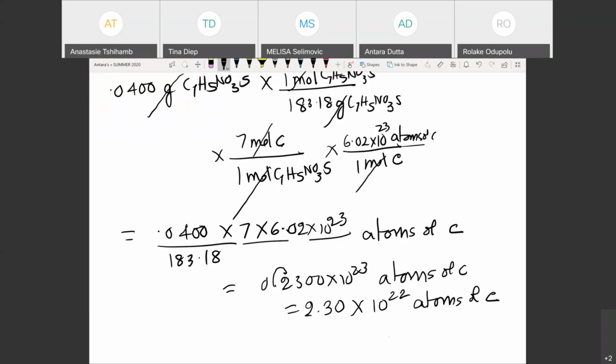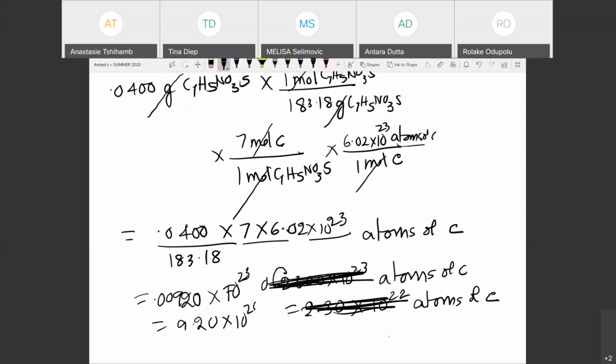Yeah, it is giving a different result. I don't know, probably it is running out of battery, so I'm getting something different this time. 0.04, I'm sorry, very sorry, divided by 183.18 times 7 times 6.02. Yeah, I got 9.2018. Yeah, times 10 to the 23, that means 9.20 times 10 to the 20, right?